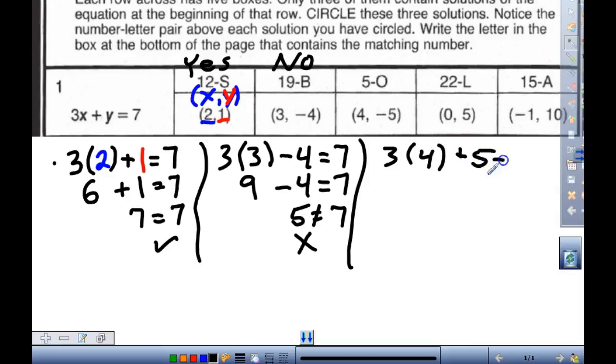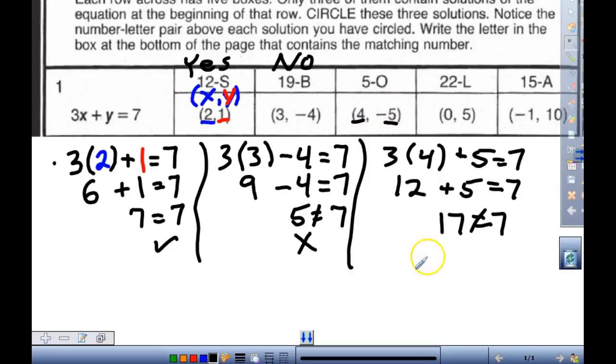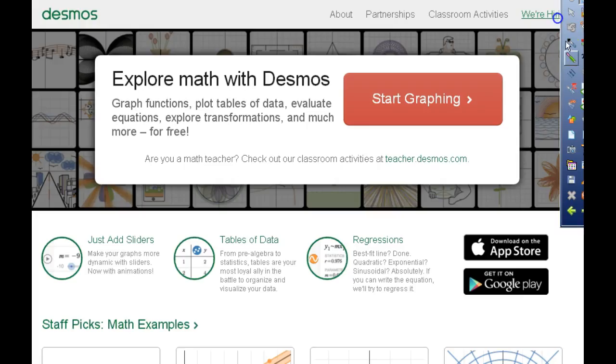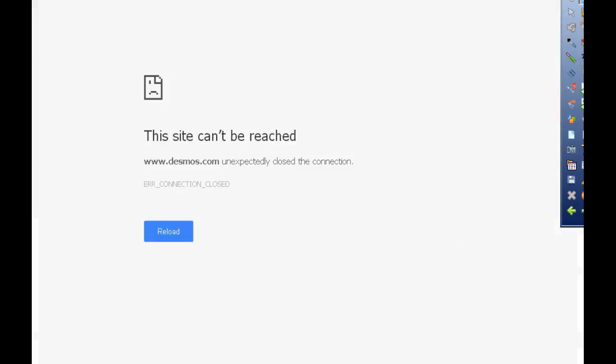No matter which number, well, you have to use the numbers that I give you. So x is the first number, y is the second number.